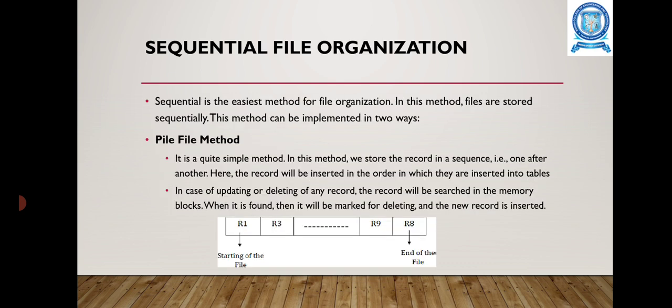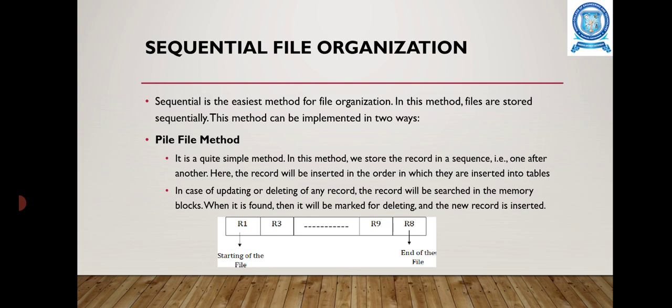Sequential is the easiest method for file organization. In this method, files are stored sequentially. This method can be implemented in two ways. First one is the pile file method. It is a quite simple method. In this method, we store the records in sequence, one after another.